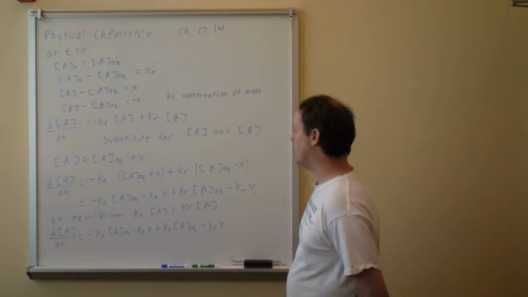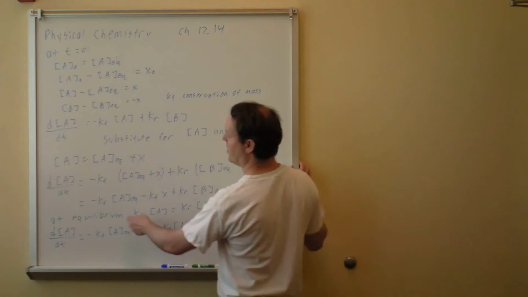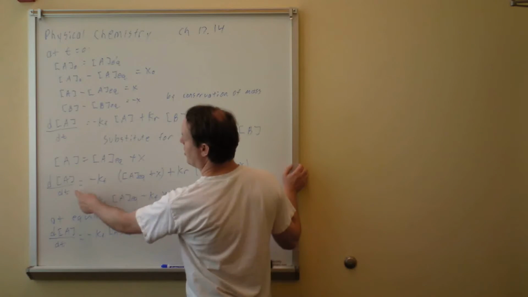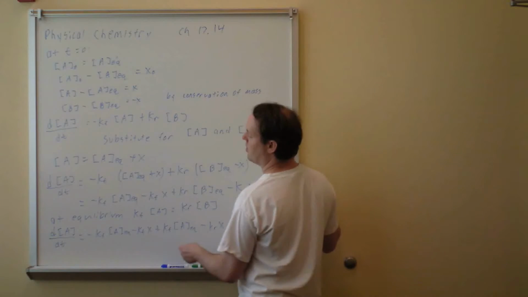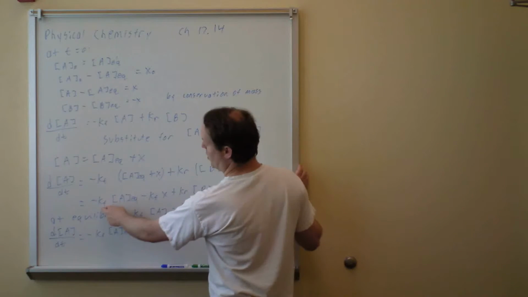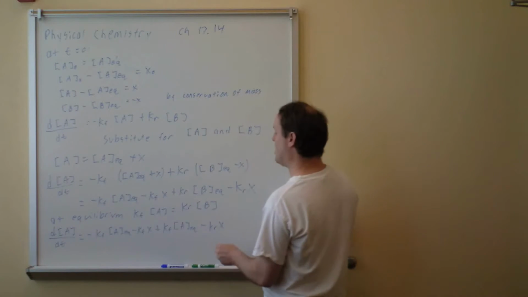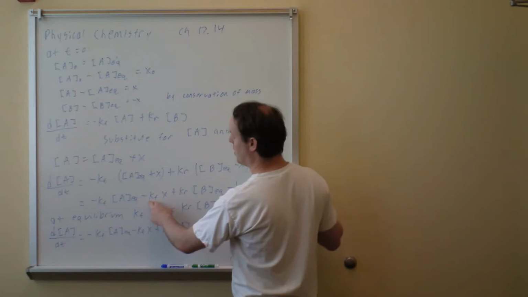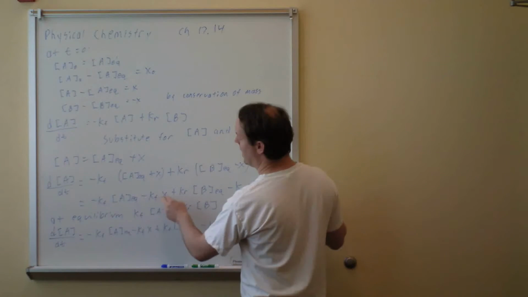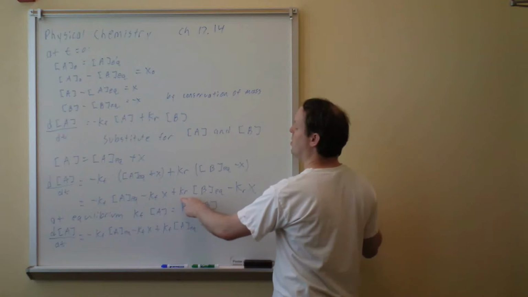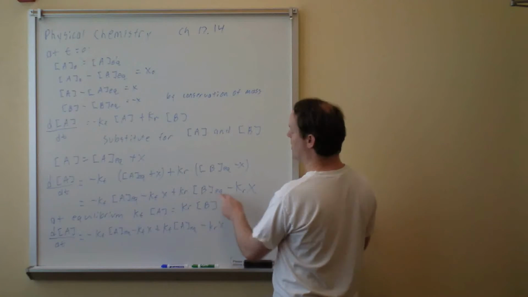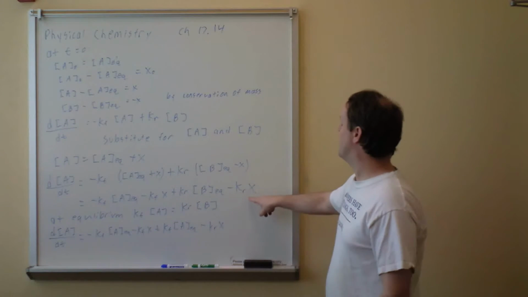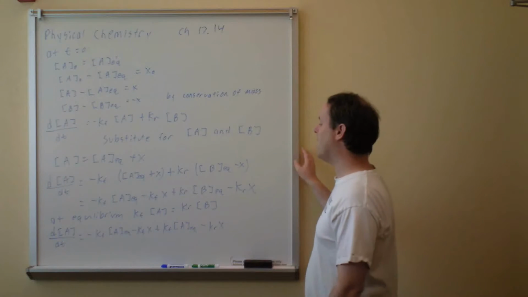B minus X. Just distribute the constants and we get the differential of the concentration of A with respect to time is equal to minus the forward rate constant times the equilibrium concentration of A minus the forward rate constant times X plus the reverse rate constant times the equilibrium concentration of B minus the reverse rate constant times X.